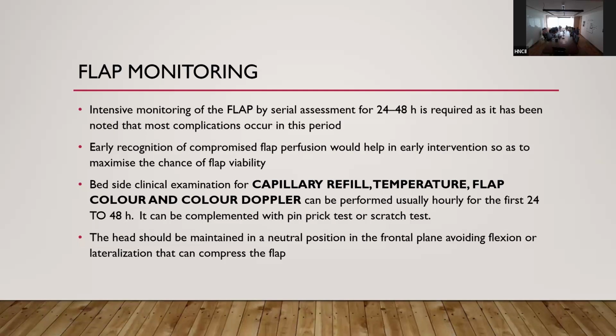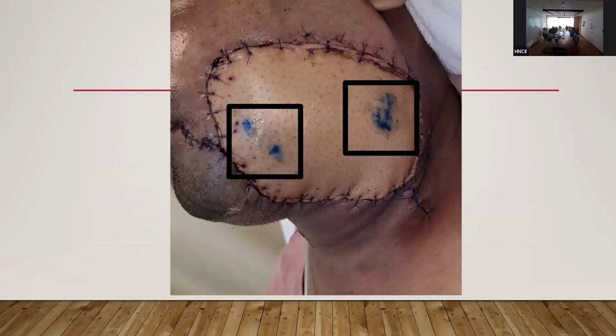If it is congested, you will see a blue tinge because of venous congestion. Or a color Doppler can be used for the first 24 to 48 hours. This can be complemented with a pin prick test, but nowadays we generally avoid the pin prick and make use of other parameters. The head should be maintained in a neutral position. When the anastomosis is done, we should see in what plane the vessels are lying, and accordingly keep the head in that position so that there is no kinking of the vessels, which can compromise the vascularity of the flap. After the surgery, we can mark the points of these perforators, and this is how the Doppler can be done, and we can assess the viability of the vessel and the anastomosis.